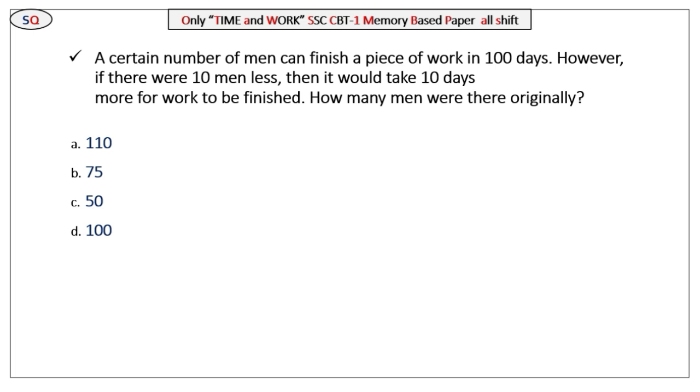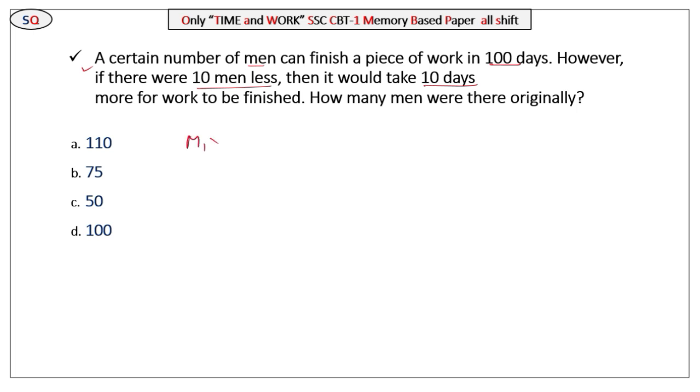Next question is, a certain number of men can do a piece of work in 100 days. However, there were 10 men less. Then it would take 10 days more for the work to finish. How many men were there originally? So it is also a men versus days.